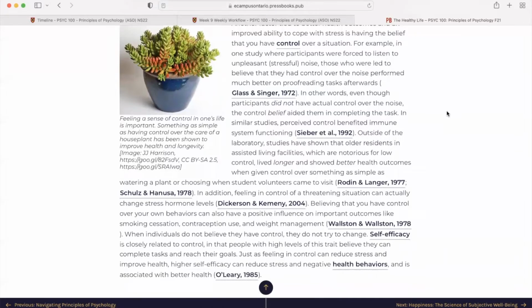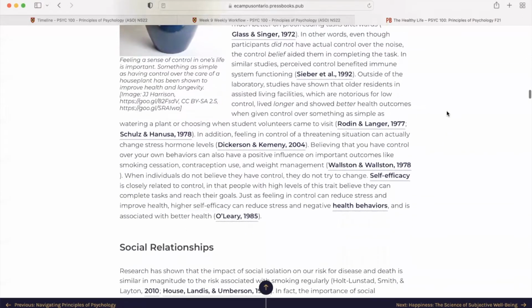In similar studies, perceived control benefits immune system functioning. Outside of the laboratory, studies have shown that older residents in assisted living facilities, which are notorious for low control, lived longer and showed better health outcomes when given control over something as simple as watering a plant or choosing when student volunteers came to visit.